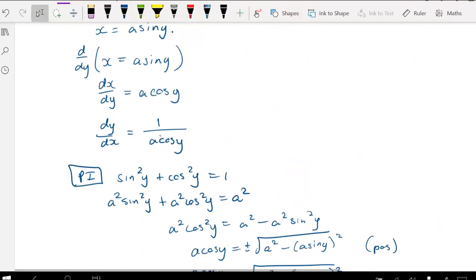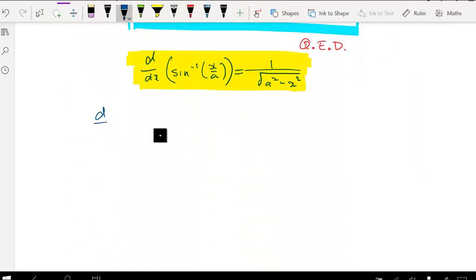Next thing you want to prove is that the derivative of arc cos x on a is equal to negative 1 on the square root of a squared take x squared.